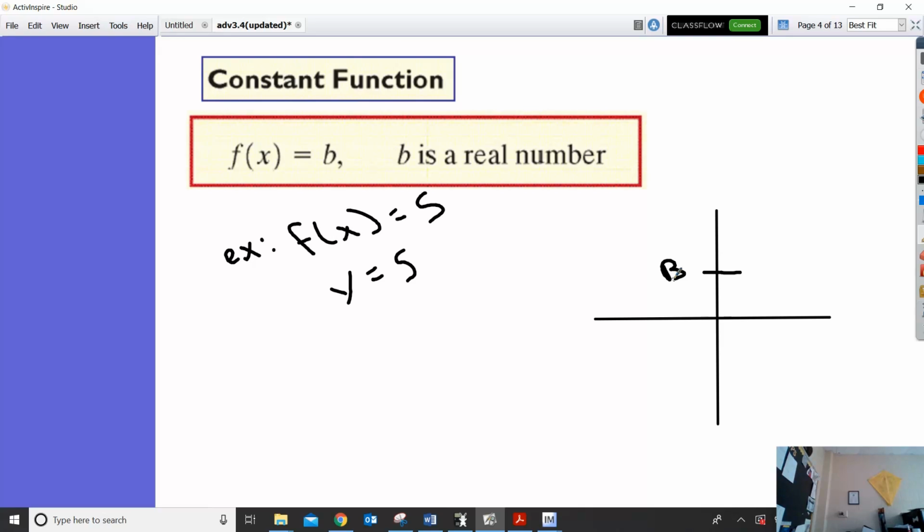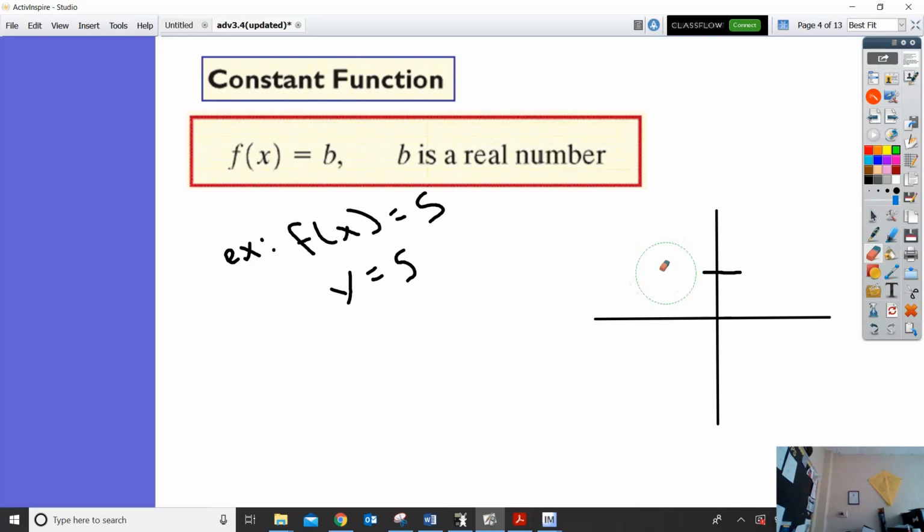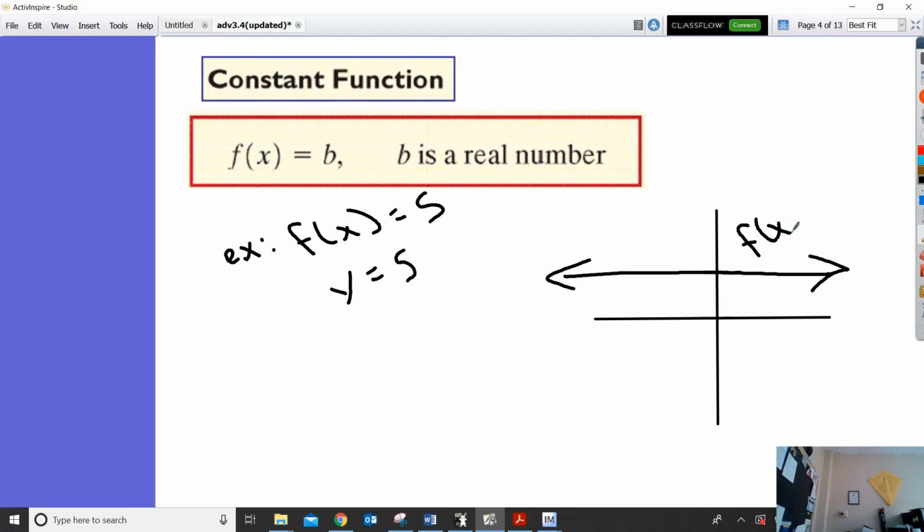What about that line? Is it horizontal? Is it vertical? What does it look like? Horizontal. Put that b somewhere else, by the way. That's the constant function. Why is it called a constant function? Because y never changes. Constant for all of its life.